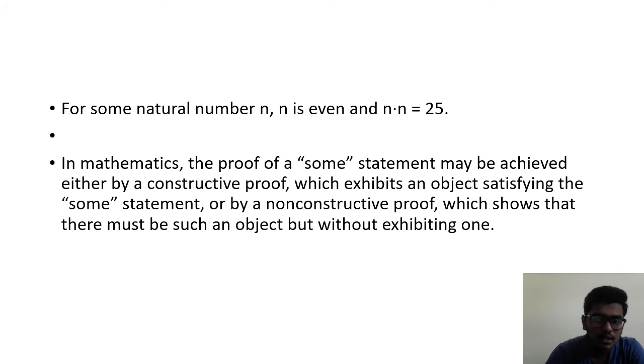In mathematics, the proof of some statement may be achieved either by a constructive proof, which exhibits an object satisfying the some statement, or by a non-constructive proof, which shows that there must be such an object but without exhibiting one.